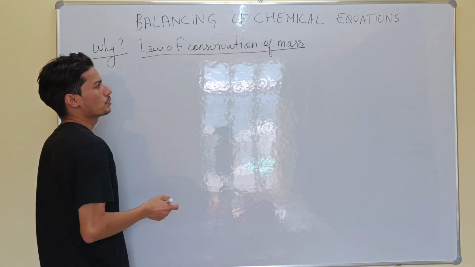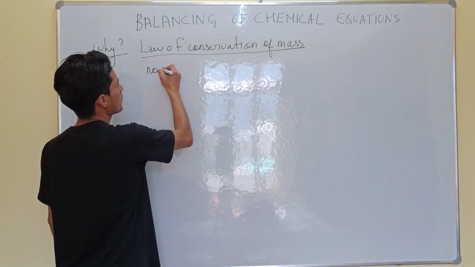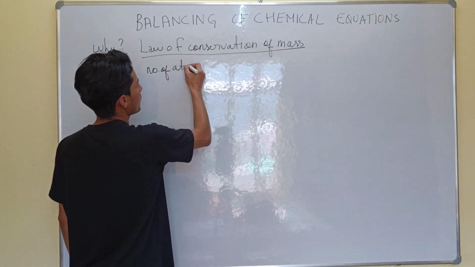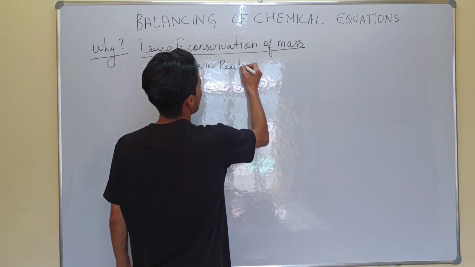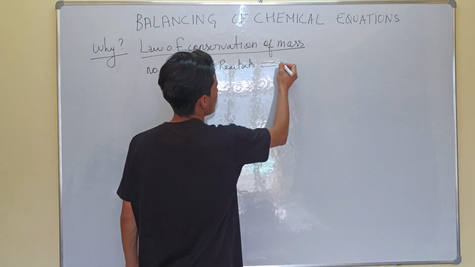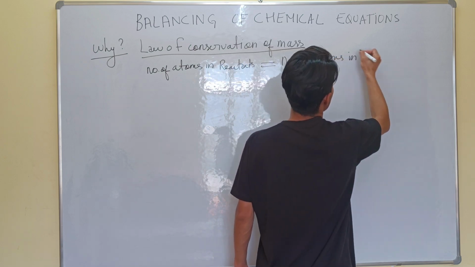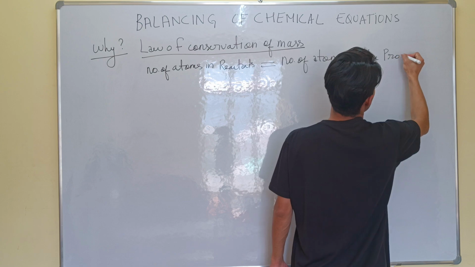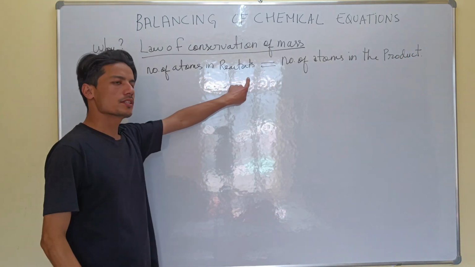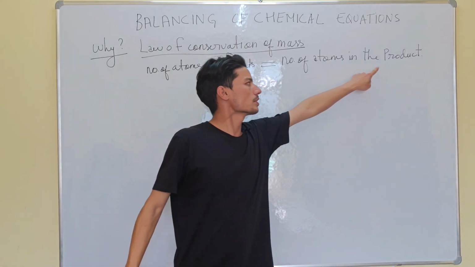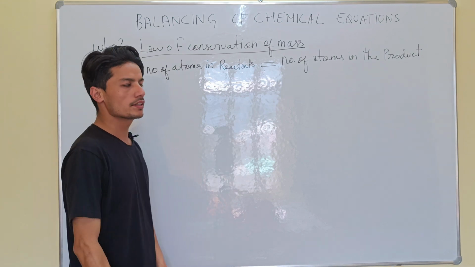When we talk with respect to a chemical equation, we have the reactants and the products. The number of atoms in the reactants should always be equal to the number of atoms in the products. Okay, so this is why we have to balance chemical equations.